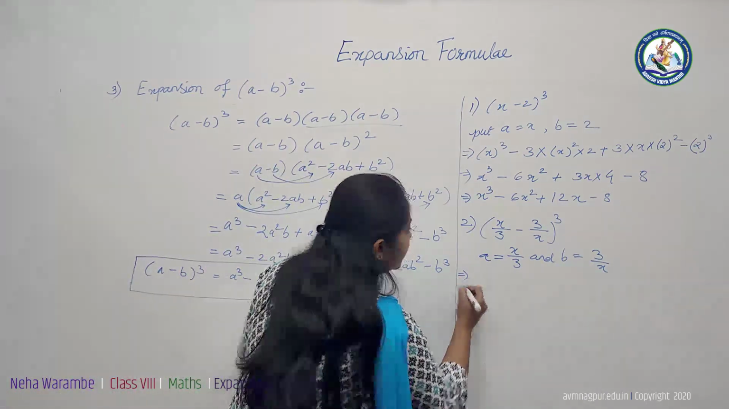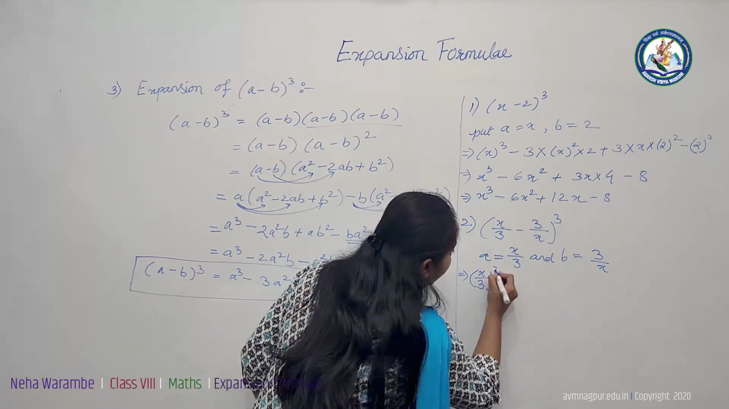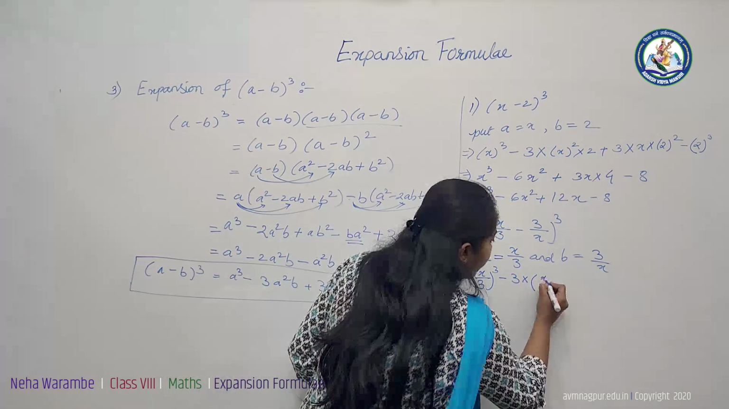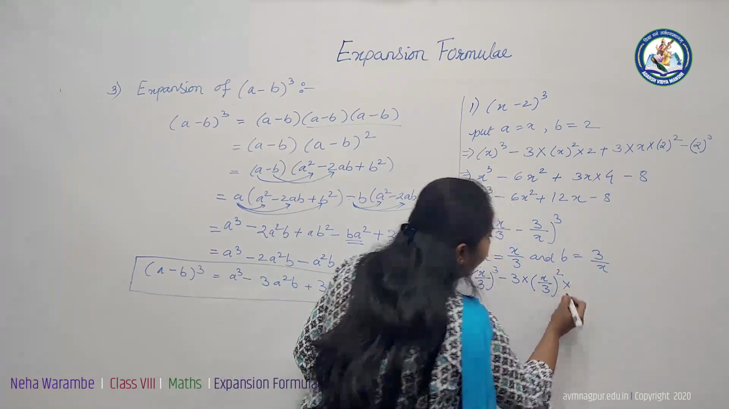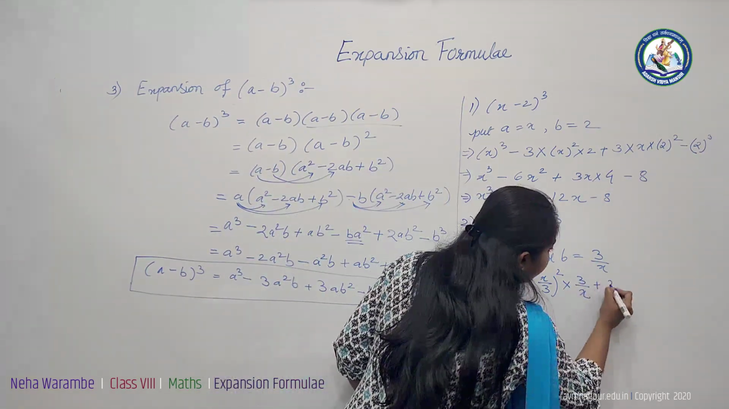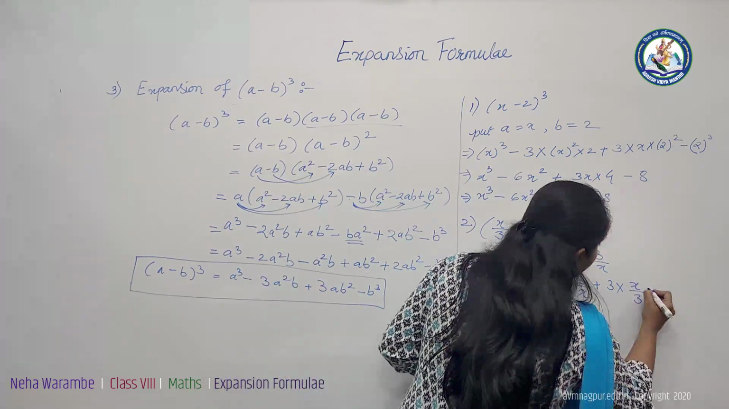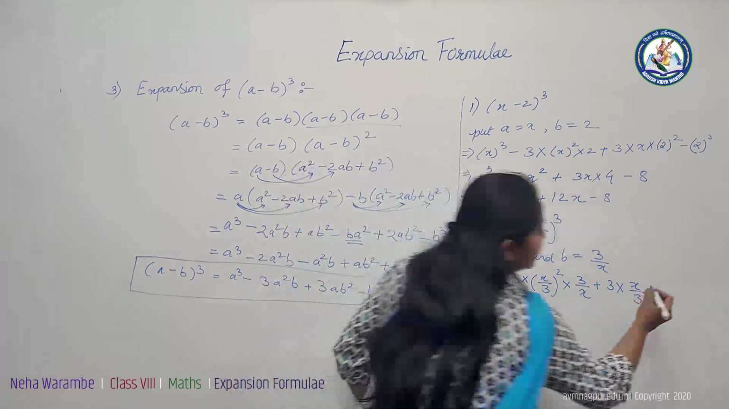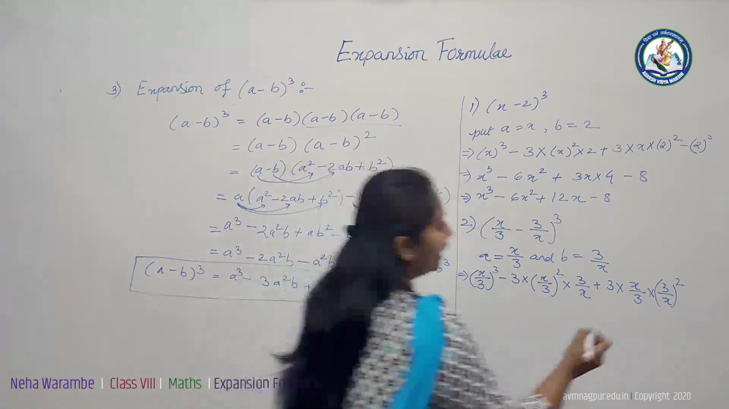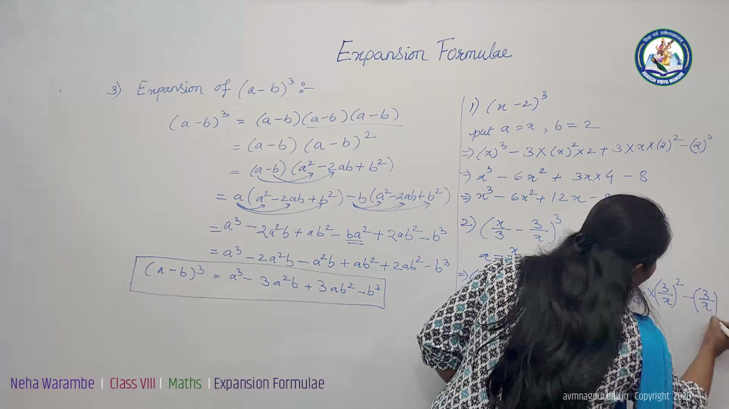Now this first term cube, that is x upon 3 whole cube, minus 3 into first term square, that is x upon 3 whole square, into second term. Second term is 3 upon x, plus 3 into first term as it is x upon 3, into second term square, that is 3 upon x whole square, minus b cube. B cube means second term, this 3 upon x whole cube.